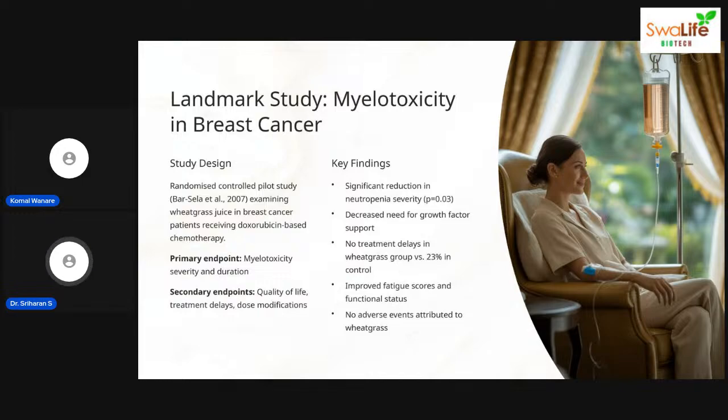So this is a great example of a study. It decreased the granulocyte stimulating factor, and there was no treatment delay in patients taking wheatgrass. This is one of the benchmark trials that proves wheatgrass has fewer side effects, and it also acts as an adjuvant therapy. This is a landmark study.